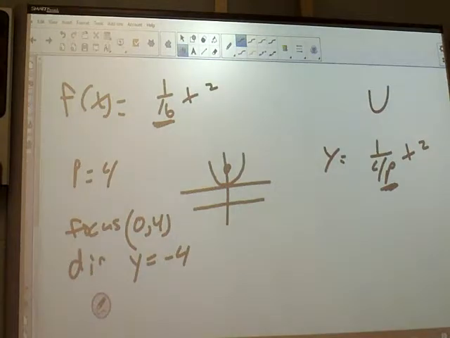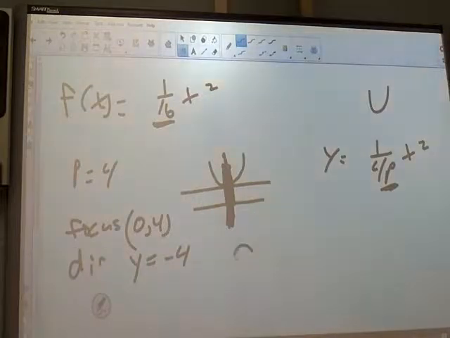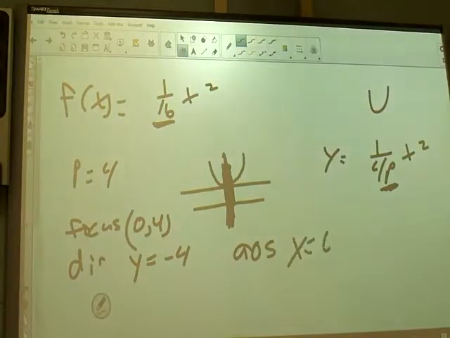What else did it ask for on this? Axis of symmetry. So my axis of symmetry would be that y-axis. I can't get it on there. So I could write out y-axis. That's the same as saying x equals 0.